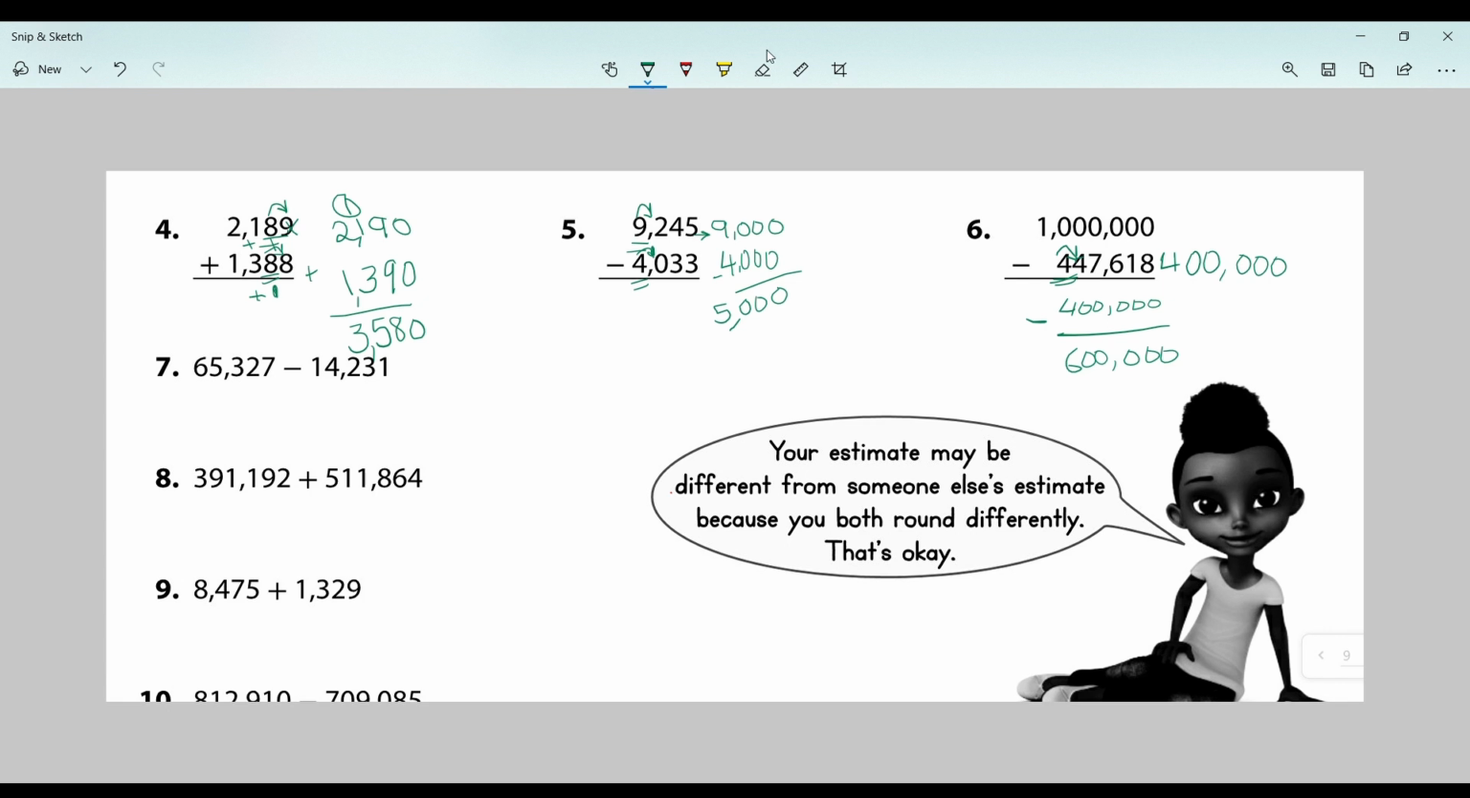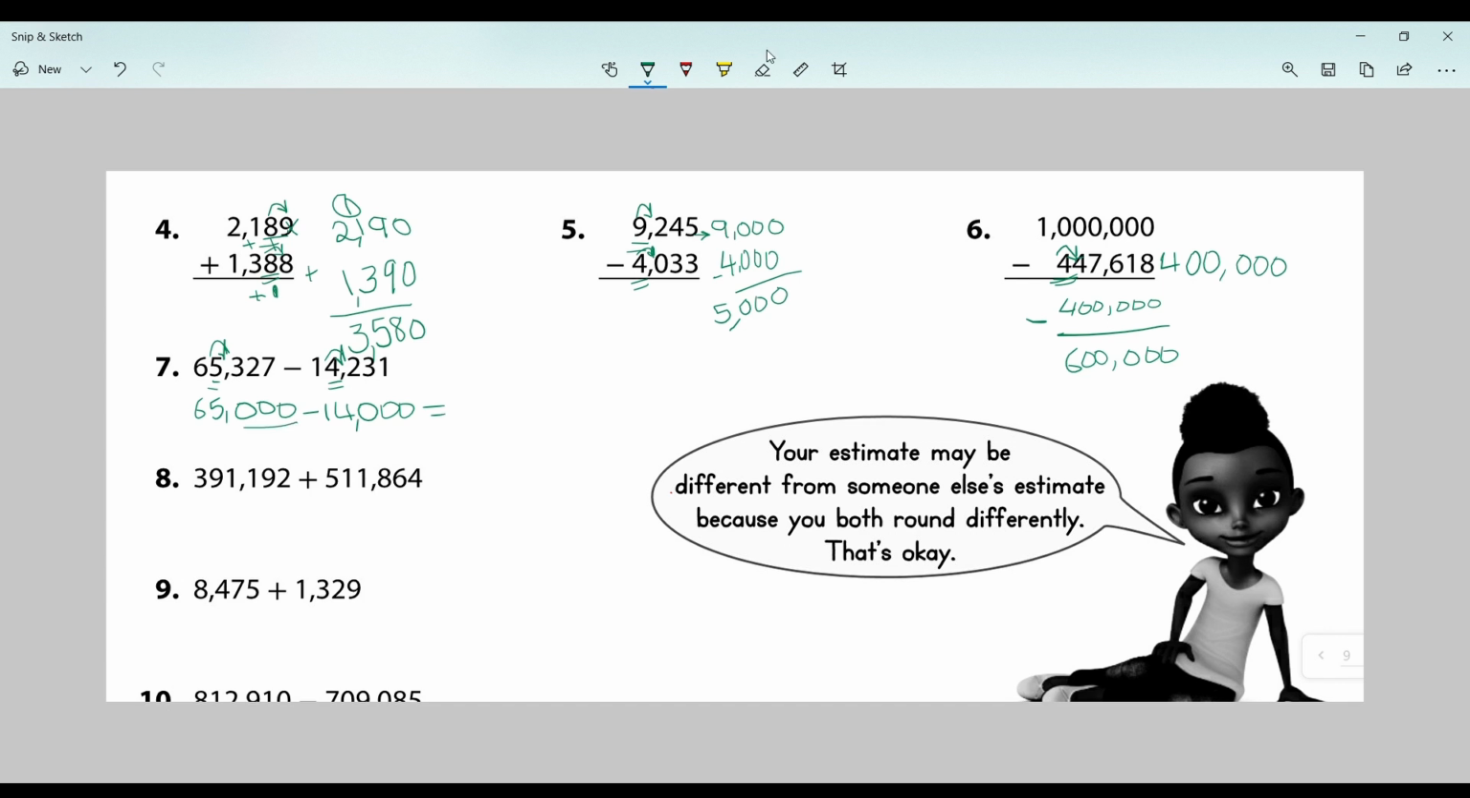Now in number 7, I have 65,327 minus 14,231. We are still rounding. So here we will round to the nearest 1,000. Look next door. I'm not going to do anything. So it will be 65,000, because we are rounding. Minus, now I'm rounding to the nearest 1,000. So look next door. It's 2. So it will be 14,000. So 65,000 minus 14,000.